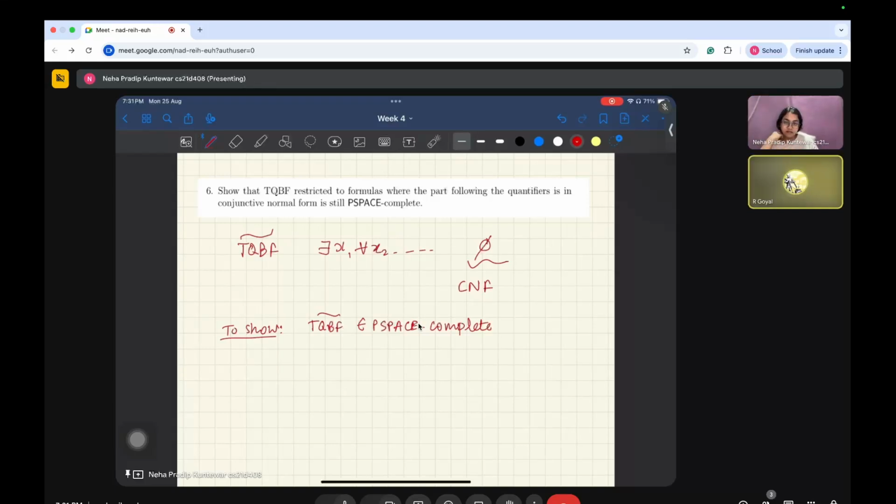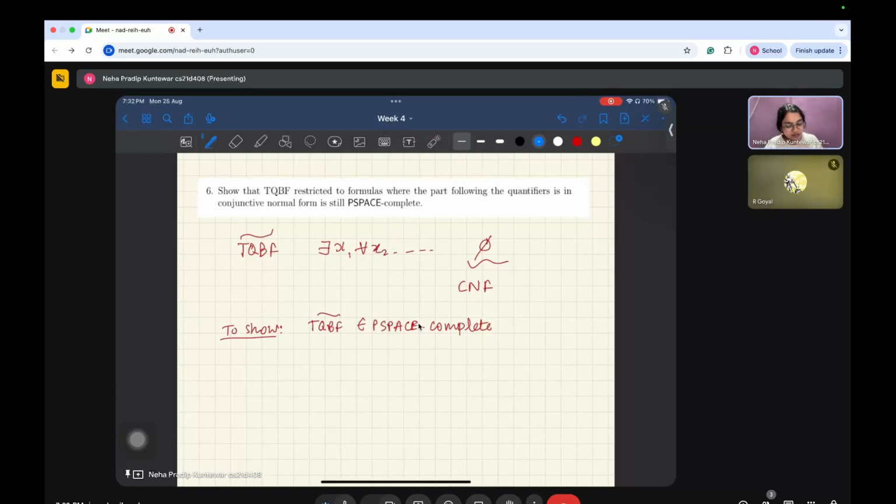I don't exactly remember the proof that TQBF is PSPACE-complete, but clearly, even if we write the Boolean formula in CNF, this is an element of PSPACE, no doubt in this. And then we need to show that TQBF can be reduced to this TQBF tilde in polynomial time. Any Boolean formula can be written in CNF, and that can be done in polynomial time. So is this a proof? Yeah, I guess.